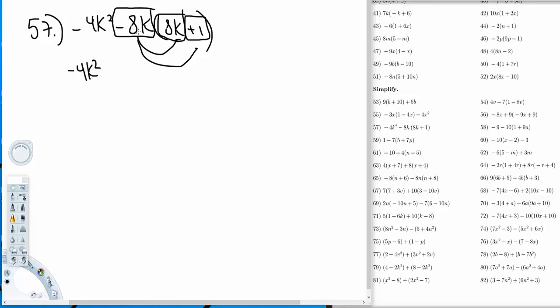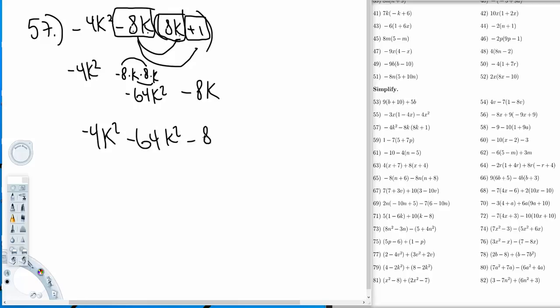All right, so negative 8k times 8k, which is really saying negative 8 times k times 8 times k, right? 1, 2, 3, 4. And that equals negative 64k squared. So this times this, this times this, boom. And then negative 8k times 1 is just anything multiplied by 1 is whatever you're multiplying, so that's minus 8k. Let's rewrite it all neat. Minus 4k squared minus 64k squared minus 8k.